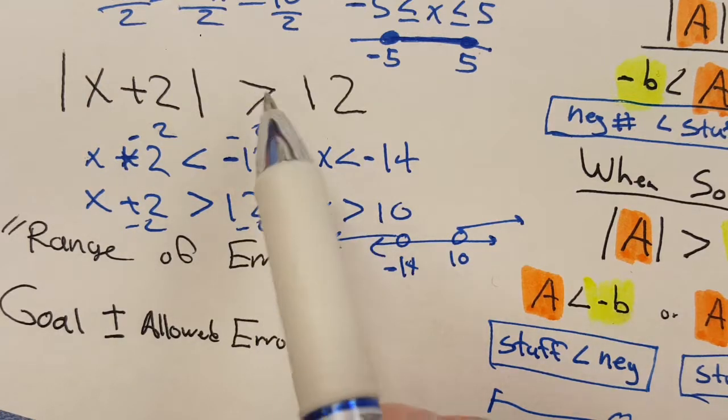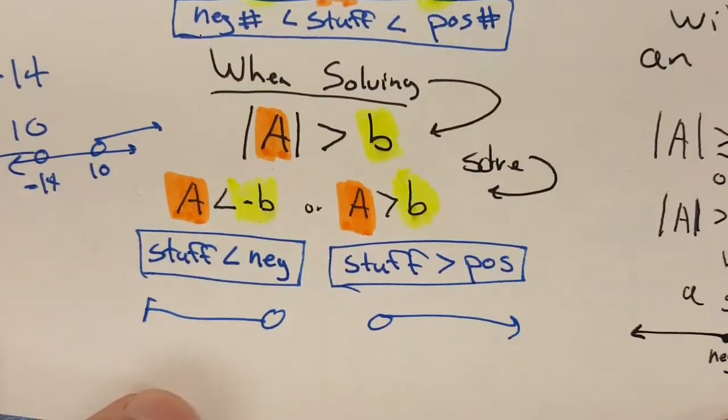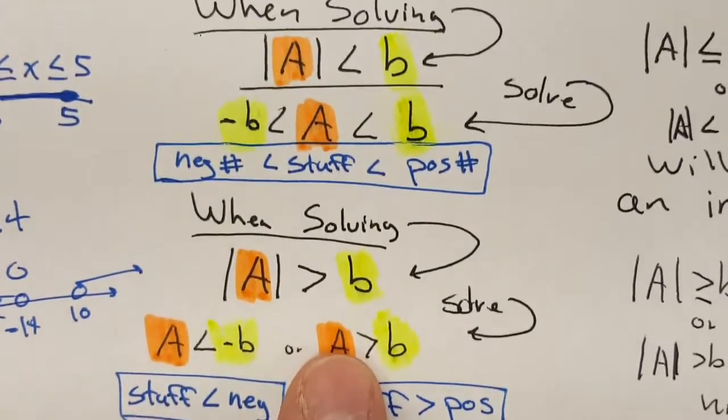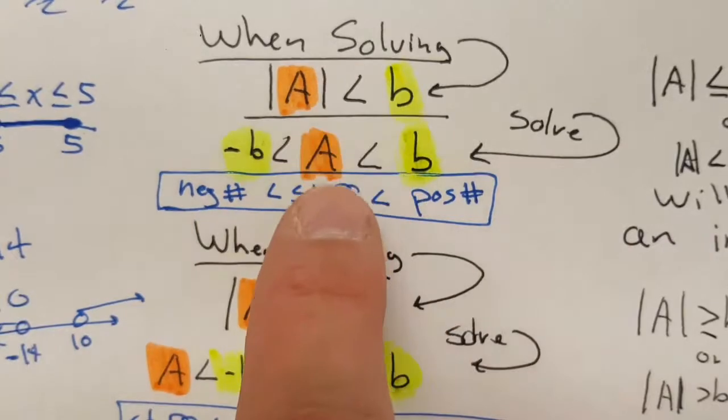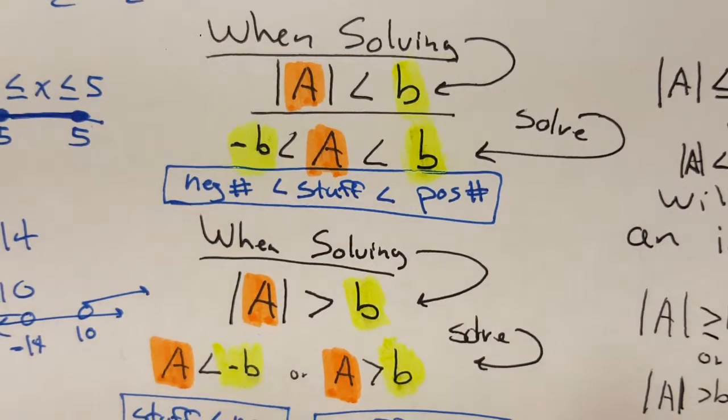So when you're doing a greater than, it's always going to make a split. Here's what you set up. You don't actually solve this; this is what you set up and solve. When you're doing a less than, you don't solve this either; this is what you set up and solve. So the hardest part is setting them up. Once you set them up, you can solve them because we can do that. Setting them up is the new idea.